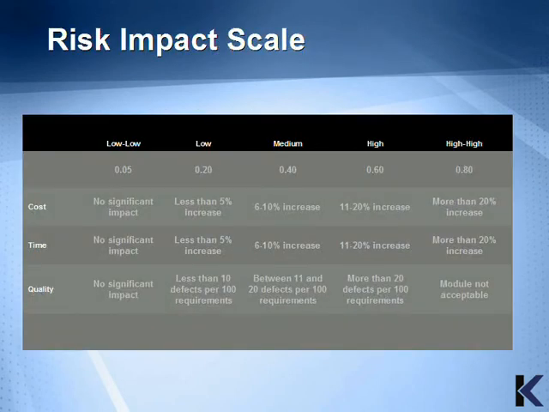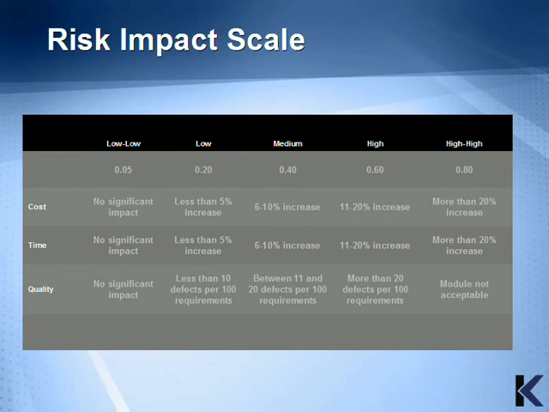Here's an example of a risk impact scale for cost, time, and quality objectives based on a low-to-low, up to a high-to-high scale. Note the cardinal scale values that have been assigned. Also note that the impact scale has been defined in objective terms so that the project team understands how the criteria has been defined. Let's walk through this scale together.